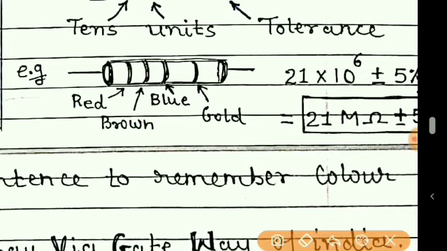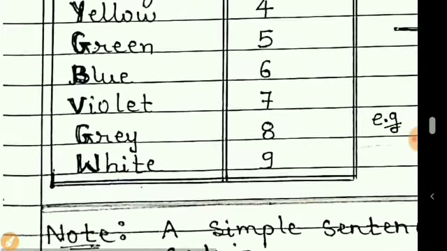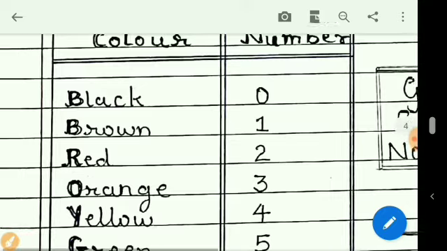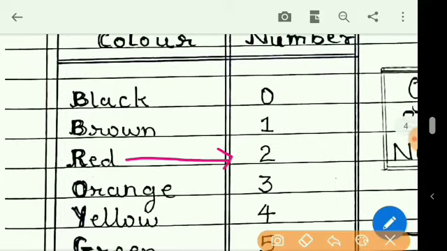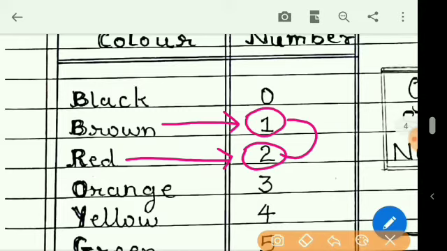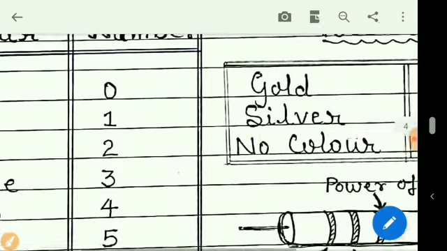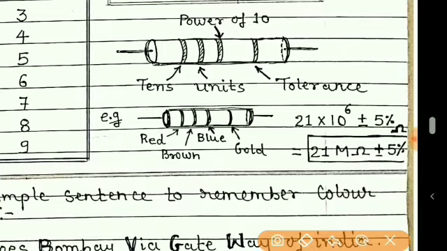Suppose the first band is of red color and the second band is of brown color. So the first two digits are known to us, red and brown. Let us see the table. Red represents number 2 and brown represents 1. So 21. This is the tens place, and this is the units place. So we get 21, which I have written here.